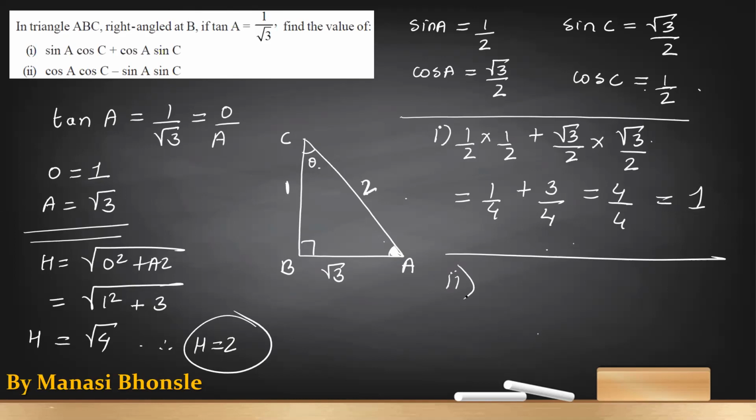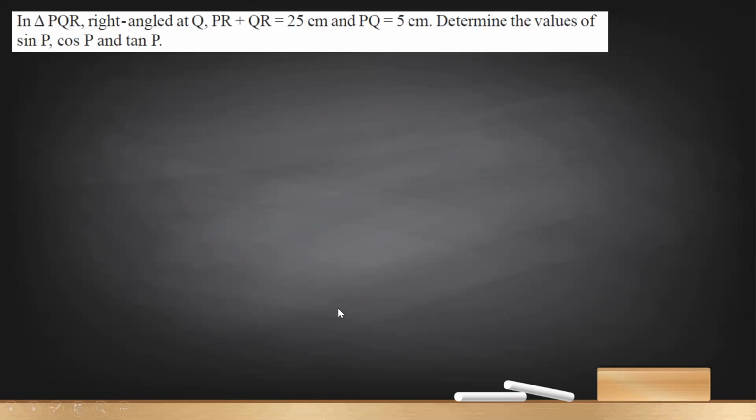Now the second one says cos A into cos C minus sine A into sine C. Now cos A into cos C, that is root 3 by 2 into 1 by 2, minus sine A into sine C, 1 by 2 into root 3 by 2. So if you see the values, root 3 by 4 minus root 3 by 4, this is going to be equal to 0, right? So this is the way you will solve all your questions. Let us see one more question.